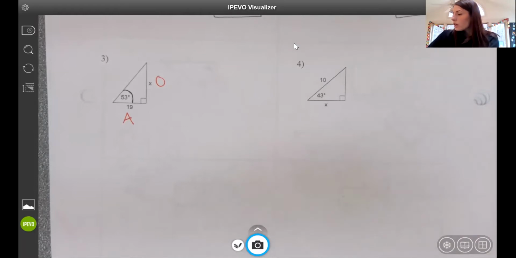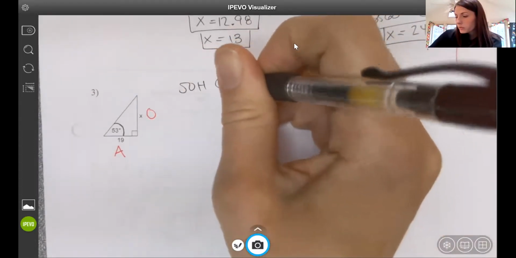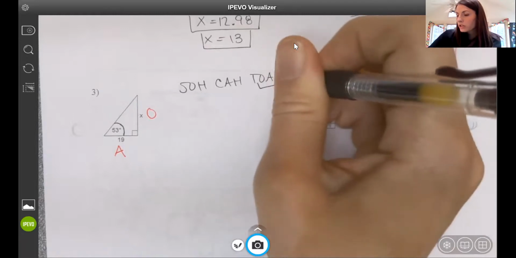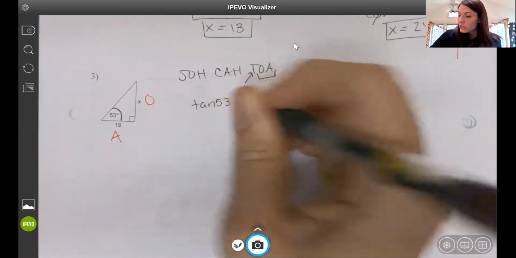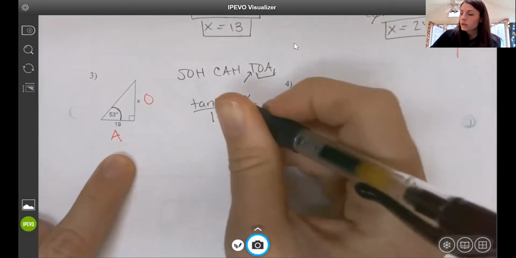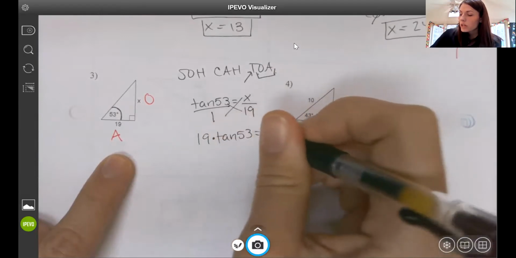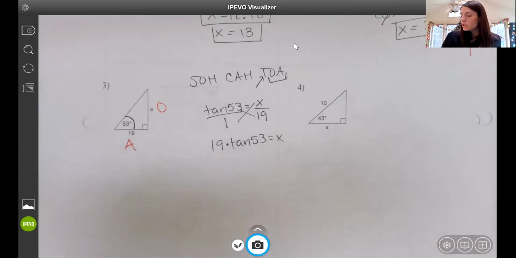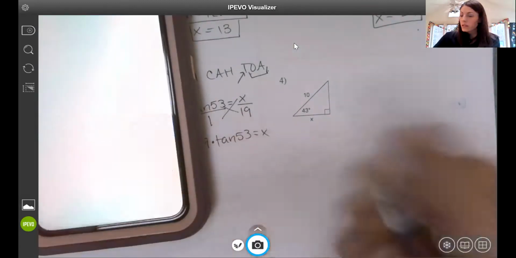So when I look at my, I'll just rewrite it. So Katoa, opposite and adjacent tells me I should use tangent. So I know that the tangent of 53 equals opposite over adjacent, x over 19. Put that trig function over 1, cross multiply. 19 times the tangent of 53 equals x. And go ahead and use your Desmos calculator. 19 times the tangent of 53, and it's giving me 25.2.